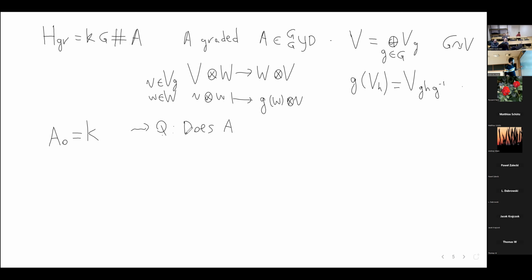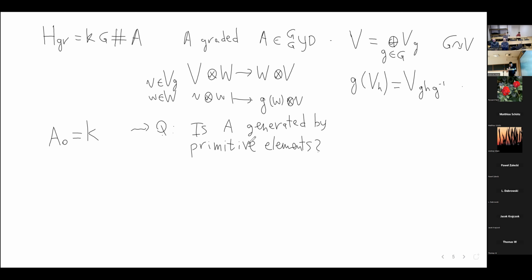Does A, or is A, more precisely, generated by primitive elements? Is this equivalent to generating by A1? Yes. In a more general way, yes.